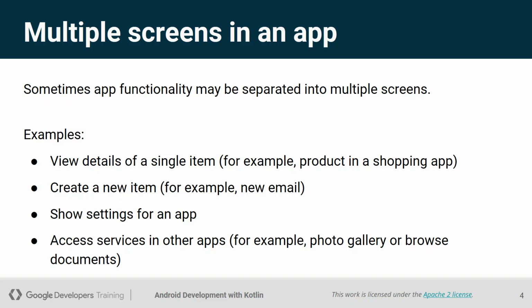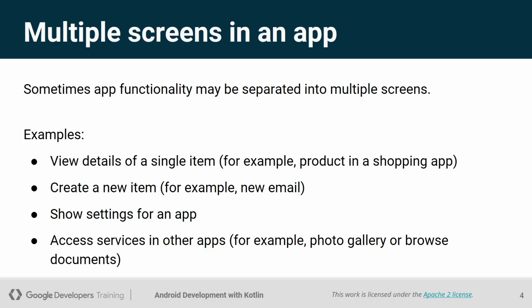Sometimes the app functionalities may be separated into separate screens, so that your app is not only concentrated on one screen. You can have several screens, which are called activities. So a single screen on your device is what is called an activity. For example, viewing details of a single item, like a product in a shop app, or creating new items, for example, new emails, maybe composing new emails, and so on.